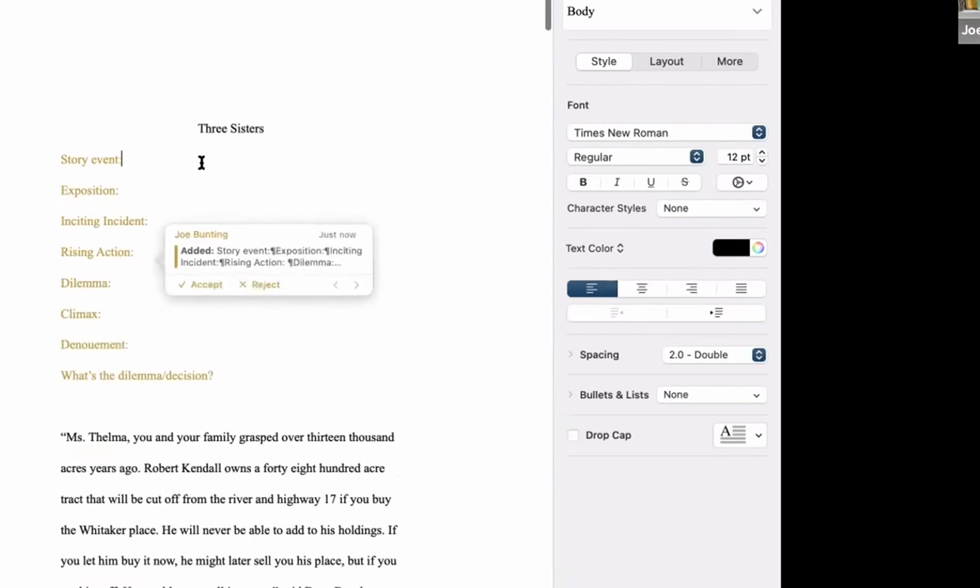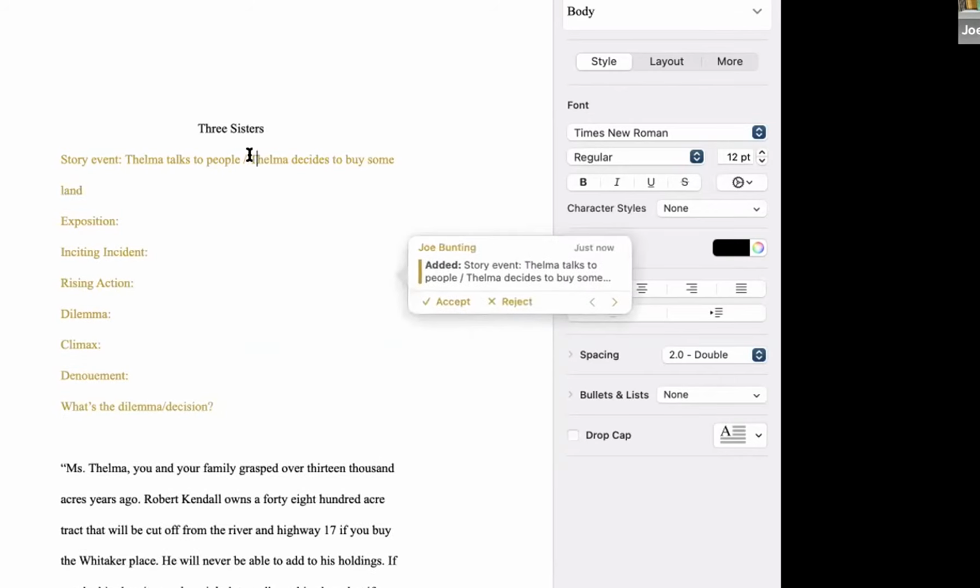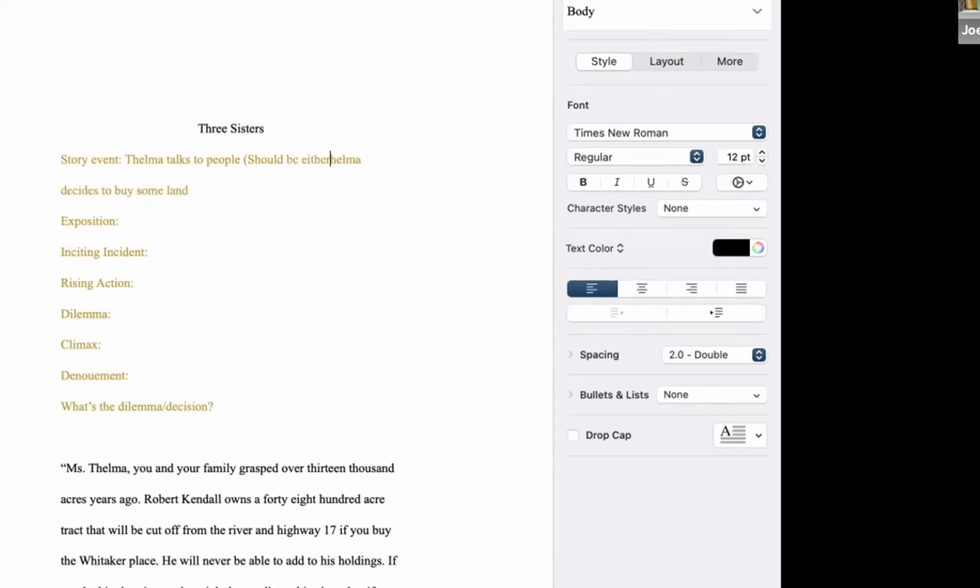Okay. So right now, there's not really a story event. Thelma talks to people. That's the story event right now. That's not a very compelling event. What it should be is Thelma either decides to buy some land, or fails to buy some land.